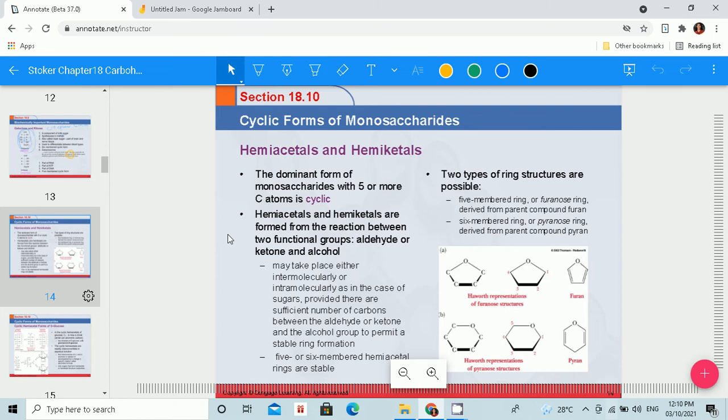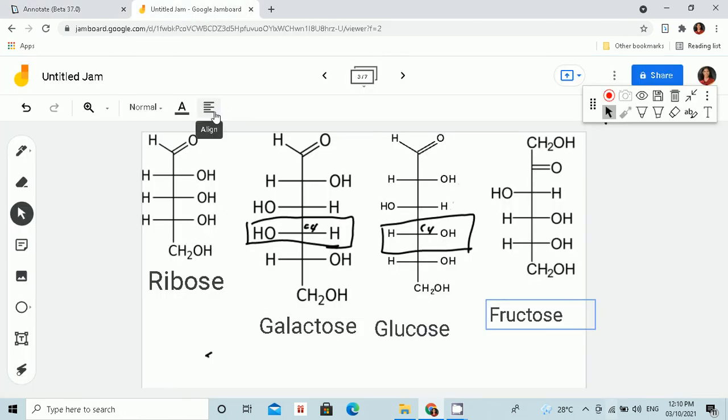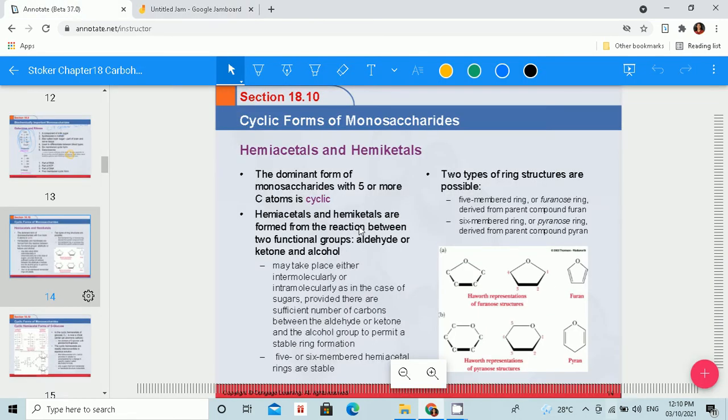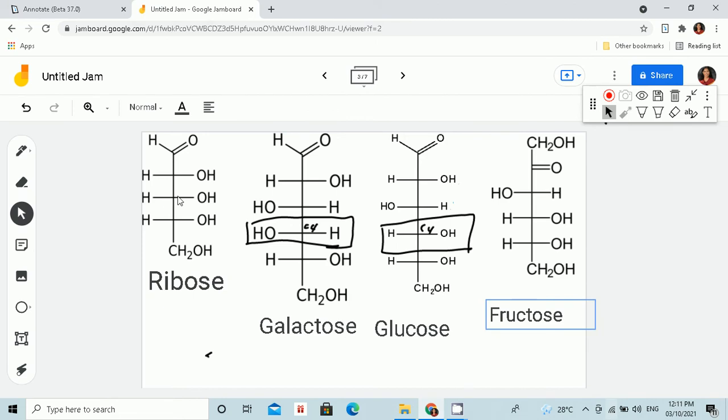Let's go to the cyclic forms of monosaccharides. In this chapter, what we have just learned earlier is our open chain, a line structure, or an open chain polyhydroxyaldehyde, polyhydroxyketones. However, there are many experimental evidences that indicate that monosaccharides containing five or more carbon atoms are actually in equilibrium with cyclic structures, and they are the dominant forms of our sugars.